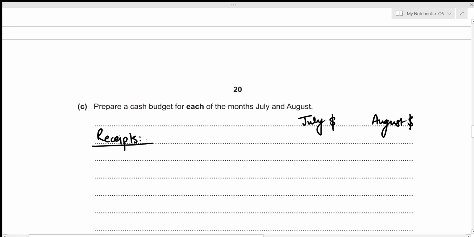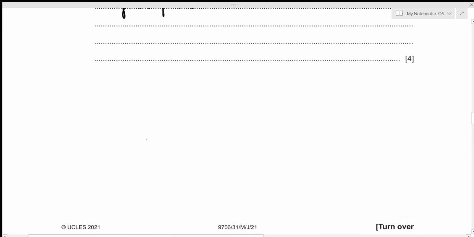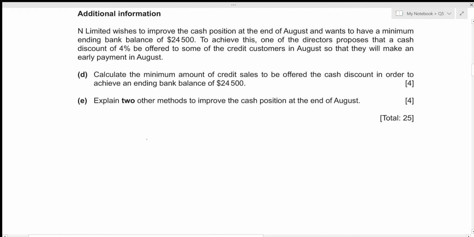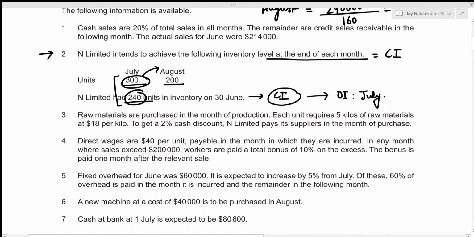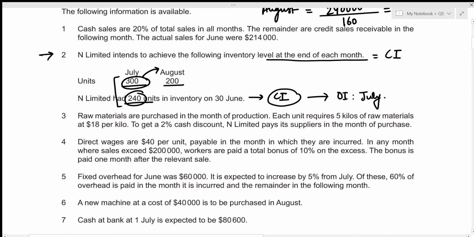Okay, let's figure out the receipts for the month of July and August. First of all, let's go over all of our information and figure out whether that should be recorded in our receipt section or the payment section. For the first one, we are dealing with the sales. So sales always results in an income, which means that this is a receipt. Then we already used the second information. For the third one, we are given raw materials, which is actually included in our cost of production, meaning that this is an expense. So we need to pay for these items.